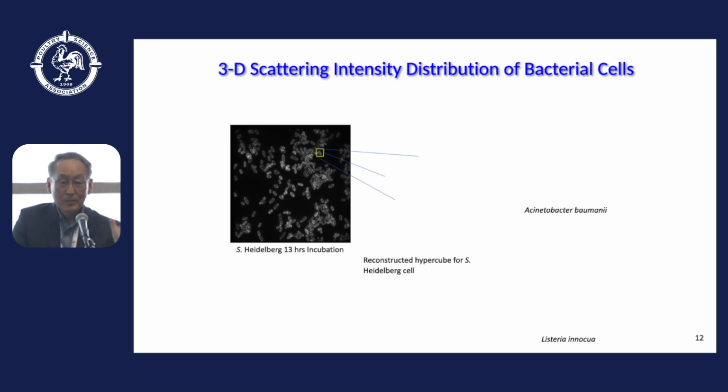And also we looked at the single cell in more detail. This is a three-dimensional scattering intensity distribution. You can see the left cell is from Salmonella, and the right bottom is Listeria. You can see that the scattering distribution looks different, right? So this is another feature for the deep learning vision model we have.